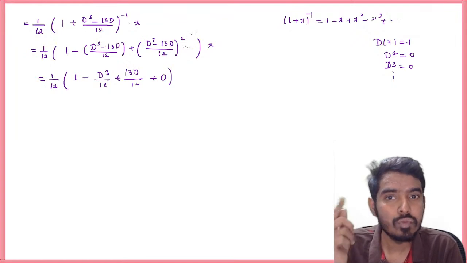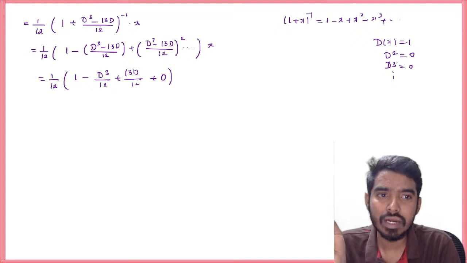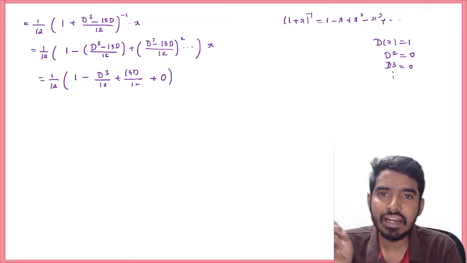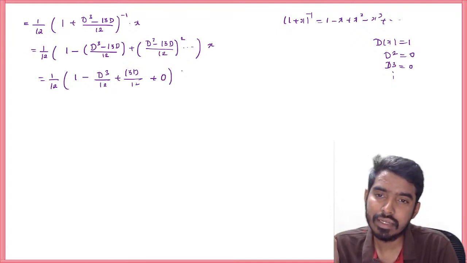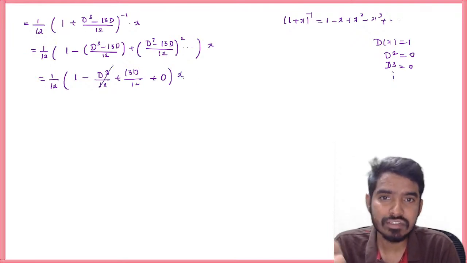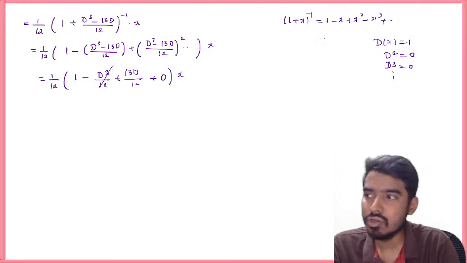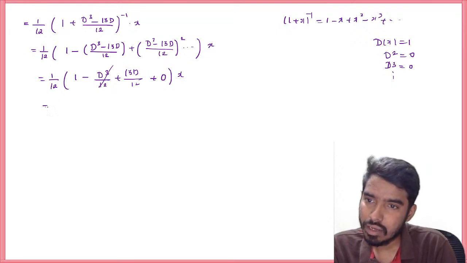The next term will be cubing that term. If you cube the term, then every term will be of degree greater than or equal to 2 only, right? So in that case, every term will be 0. And this is also 0, right? Because D cube of x is 0, because D of x is only 1 and D square of x is 0. So we will have only 1 by 12.